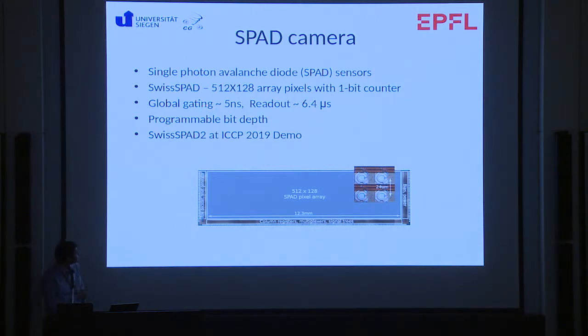And the sensor achieves a global gating of about 5 nanoseconds. To read out one frame, it takes about 6.4 microseconds. So that is where we get the 156 kiloframes per second: the inverse of 6.4 microseconds is 156 kiloframes per second. And we can also accumulate the bit measurements to get a higher bit depth image. And for those who are interested, I request you to visit the SwissSPAD2 demo at ICCP during the demo session.